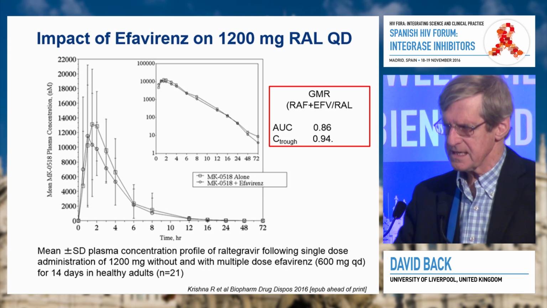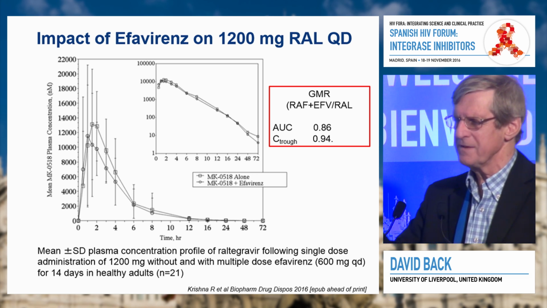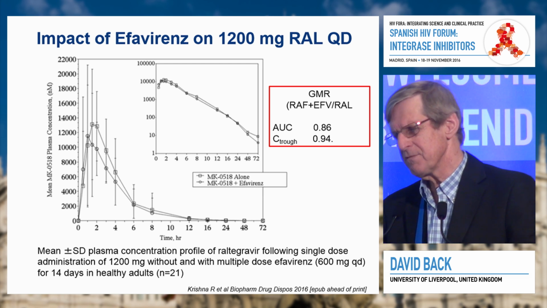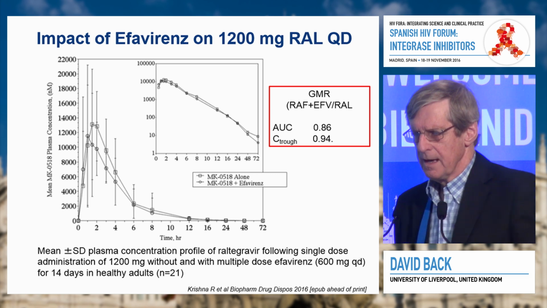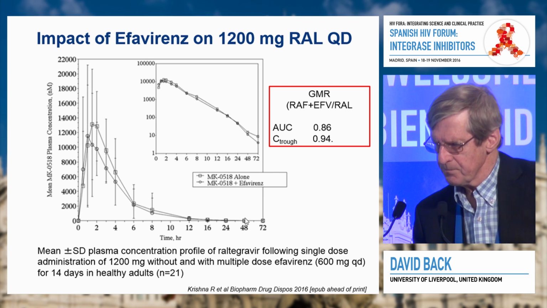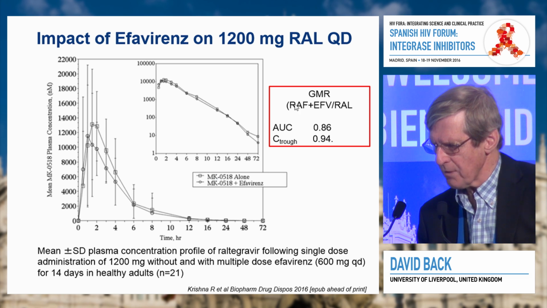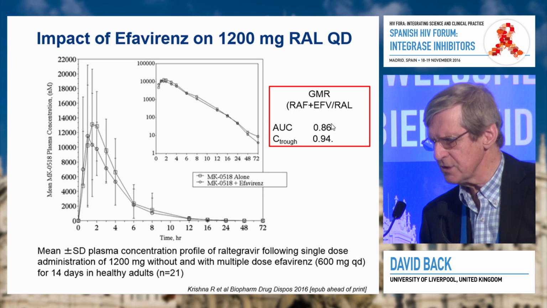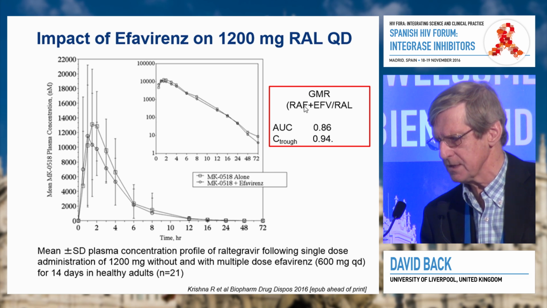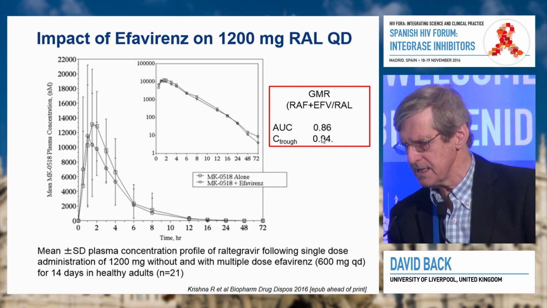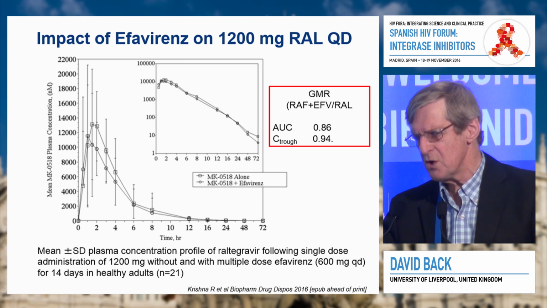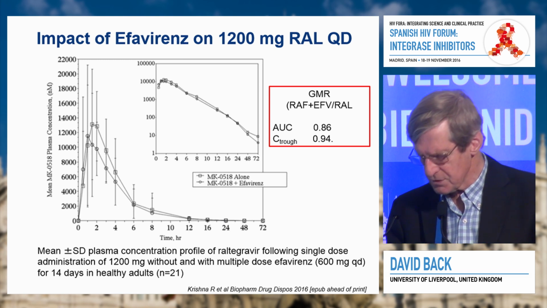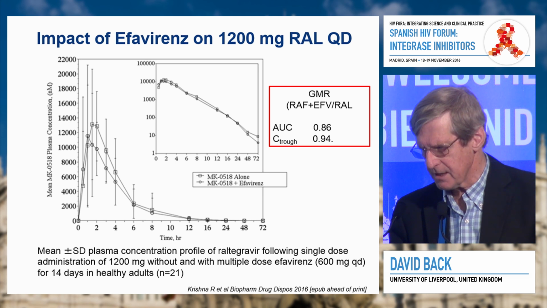So as a proof of concept, a study has looked at the impact of an inducing drug. Efavirenz is a mild to moderate inducer of metabolism. And so the data shows that the exposure of raltegravir is decreased by 14%, the GMR, that should be RAL plus Efavirenz over RAL, a 14% decrease in AUC, but only a 6% decrease in trough concentration. So no real impact of Efavirenz on once daily raltegravir.